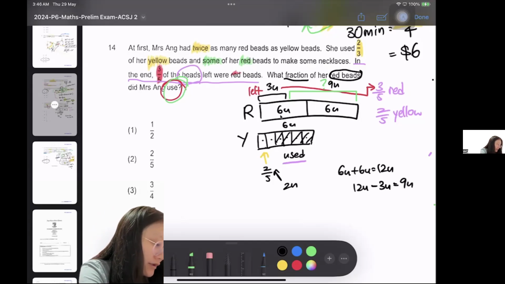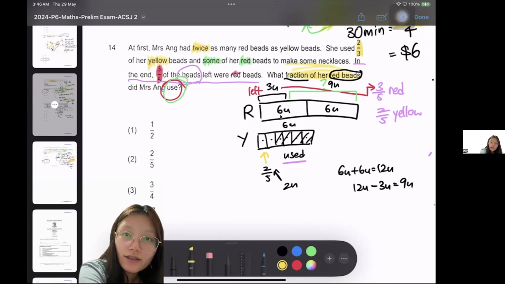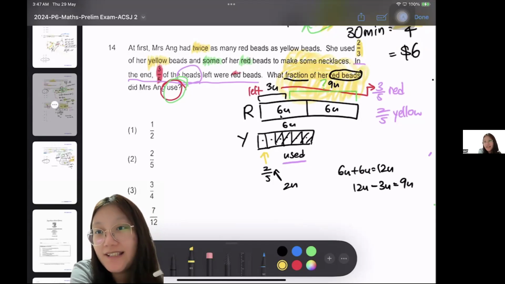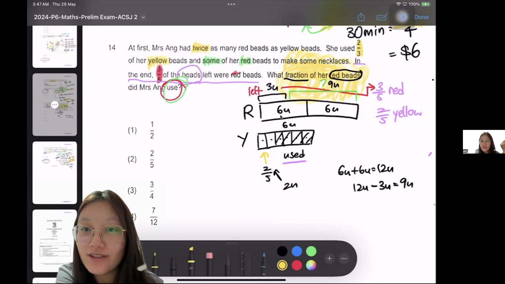So now you're actually looking at the fraction of her red beads, okay? Let me just color that. Fraction of her red beads, okay? So what does that mean? That means out of all of her red beads, what fraction of it did she use?